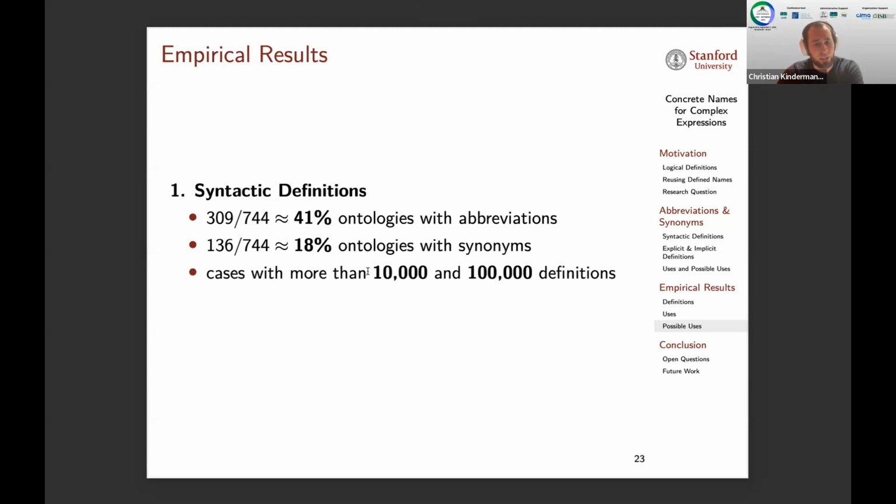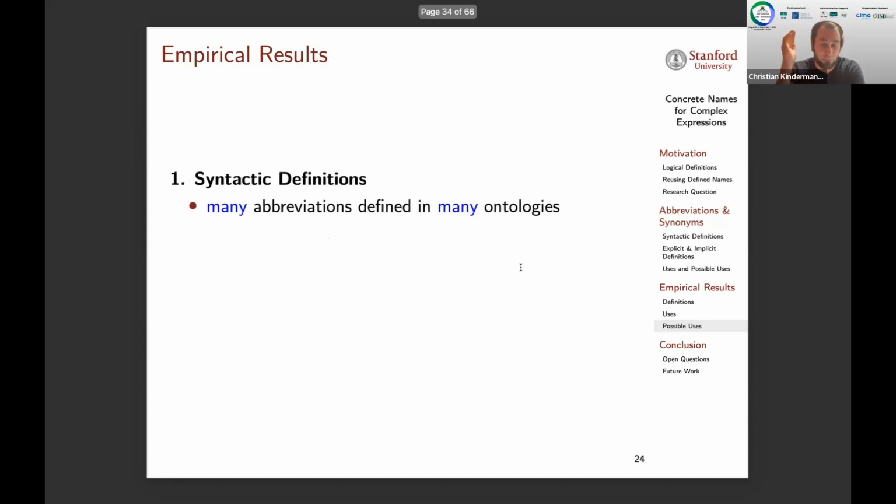And another important characteristic to look at would be, okay, given an ontology, how many definitions do we have in an ontology? And that depends a bit on the size of an ontology, but I would like to emphasize that we find some ontologies, some large ontologies, where we have a large amount of definitions. So what this tells us essentially is that these abbreviations, these definitions are important in many ontologies. And that's the first thing that I would like you to take away.